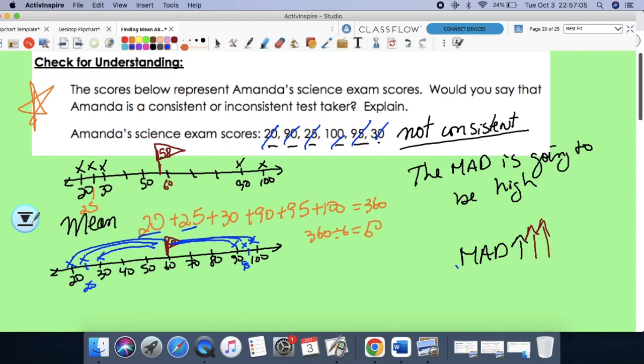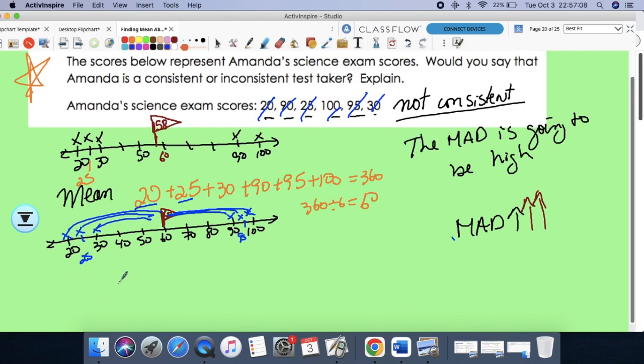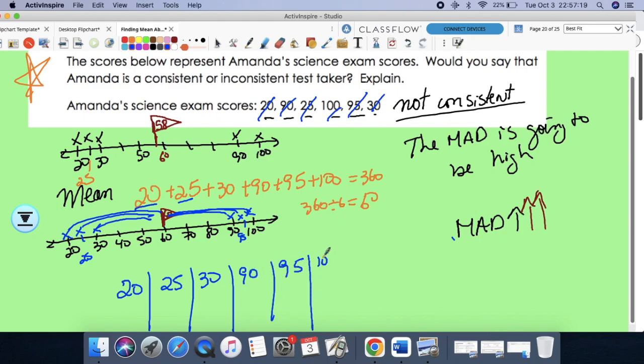So let's find out how far away. So we're going to put these numbers again: 20, 25, 30, 90, 95, and 100. And we're going to find the difference. So 20, if you were to walk to 60, how many steps? Well, if you subtract, you get 40. 25 to 60, how many steps? Well, subtract. 35. 30 to 60, how many steps? Well, subtract. So if 60 is bigger, put it on top. Now if 60 is smaller, we put it at the bottom.